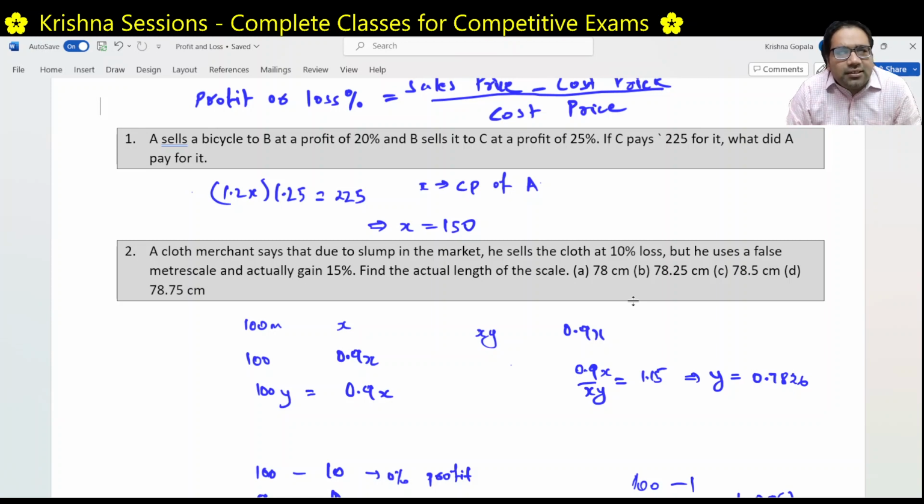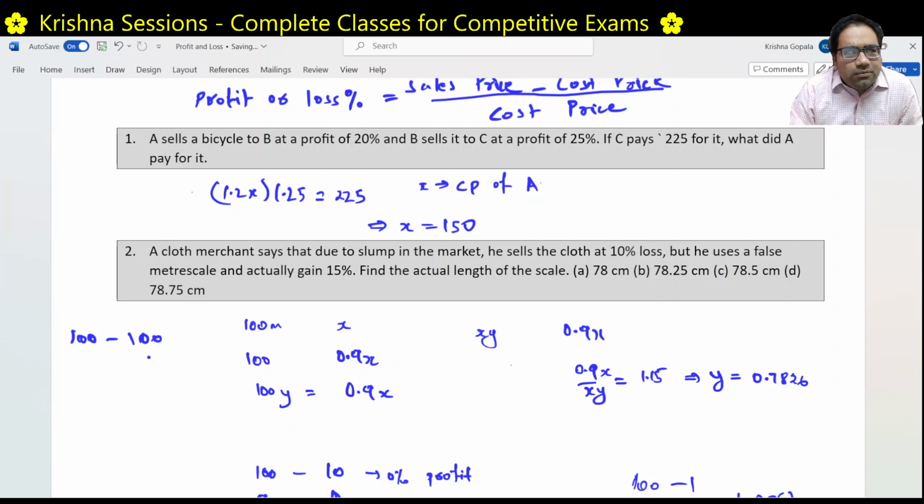Okay, so let's say it's a 100-meter cloth. Let us assume, just forget about what is written here. Let's assume it's a 100-meter cloth. The rate is 1 rupee per meter, and he has bought it for 100 rupees.